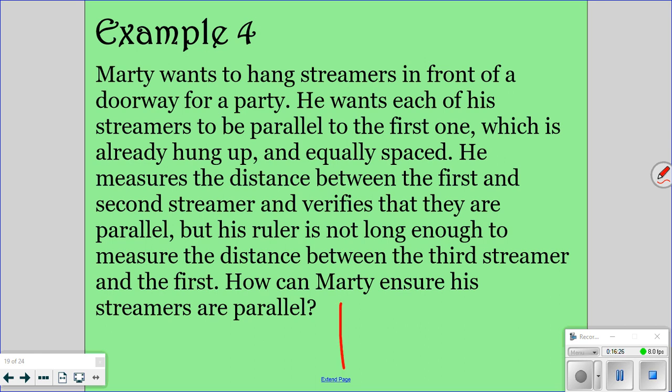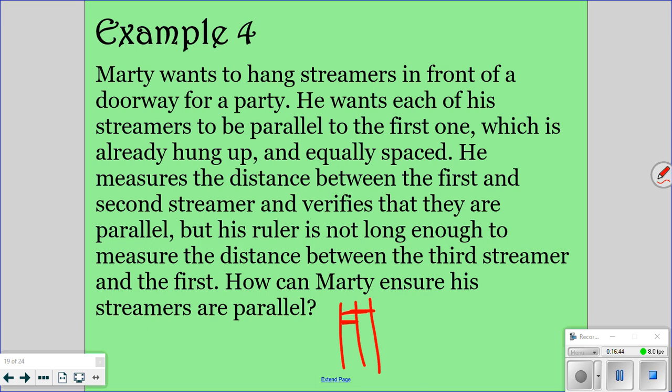So he hangs up a streamer and he hangs up another one, and they're parallel. And he measured this to make sure that they are parallel. But he can't get all the way to the third one to make sure that it's parallel. So how can he make sure that his streamers continue to stay parallel?